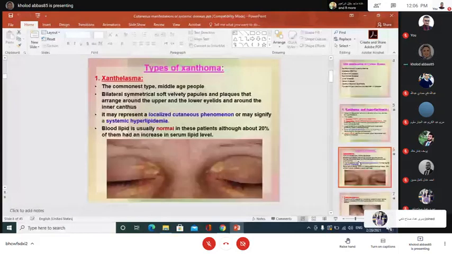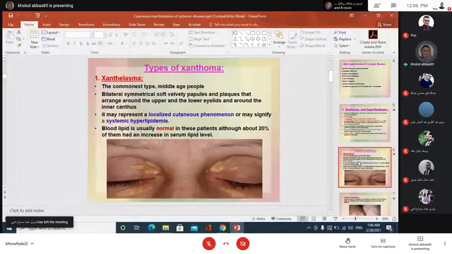Xanthelasma. Now we talk about types of xanthoma. Usually we have clinically 5 types, of which the most common is xanthelasma. Xanthelasma is the commonest type seen in middle-aged people. Usually the patient presents with bilateral, symmetrical, soft velvety papules and plaques arranged around the inner canthus, in the lower and upper inner canthus. It may represent a localized skin problem, which is a cosmetic problem, or may reflect a systemic problem, a systemic hyperlipidemia.